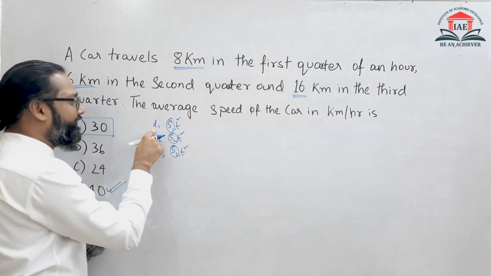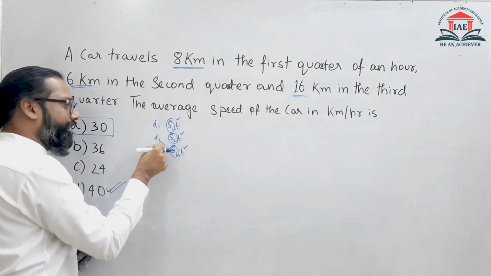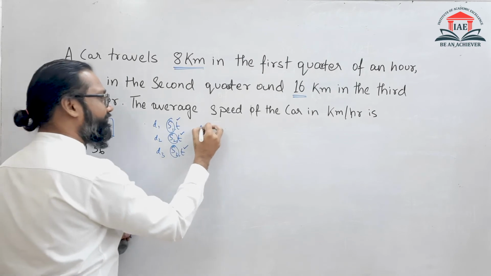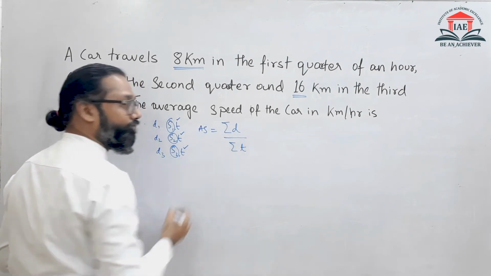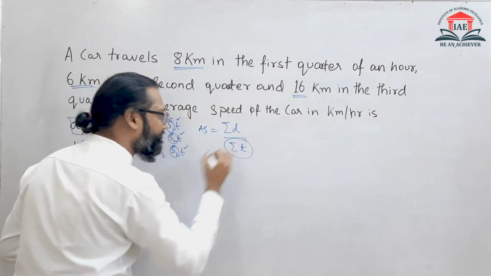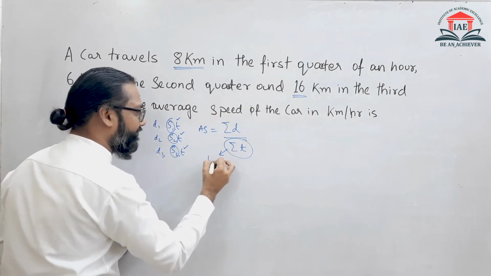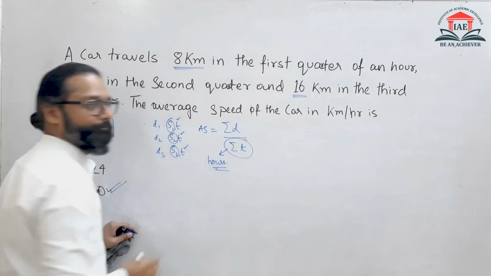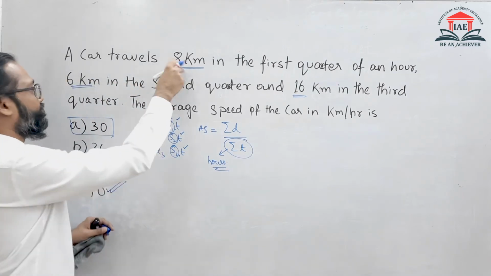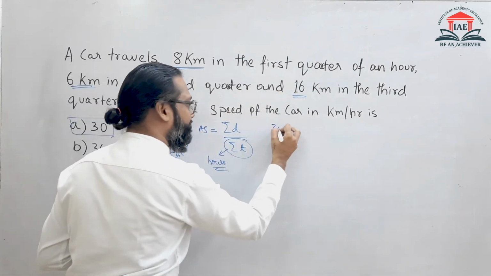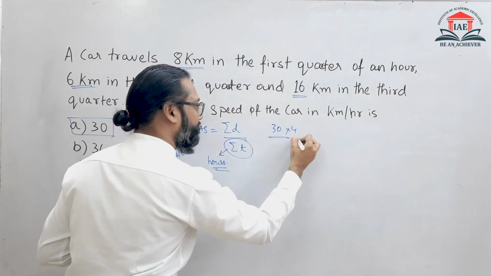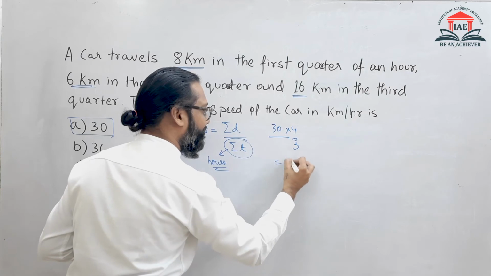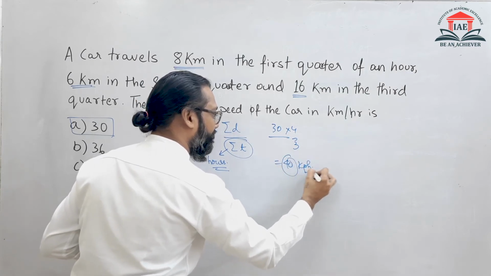So here we have D and T. When we have different Ds and different Ts, average speed is simply summation of D divided by summation of T. But mind it, summation of T should always be in hours. So 8 plus 6 plus 16 is 30, and 15, 15, 15 is 45 minutes, that is 3/4 of an hour. And we will get 40 kilometers per hour.